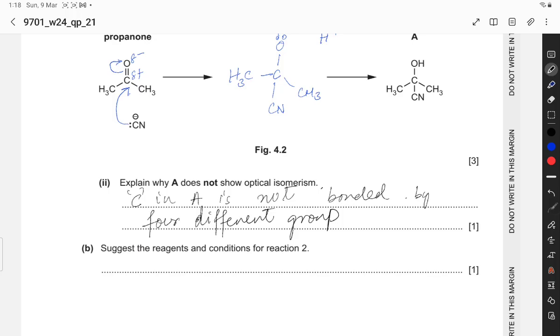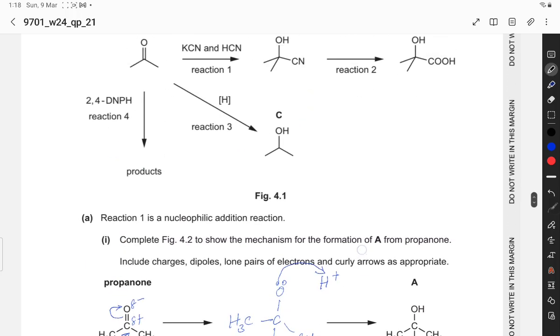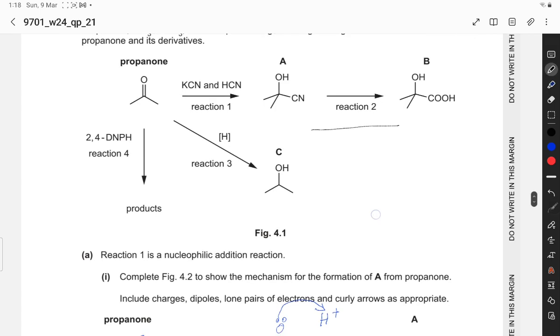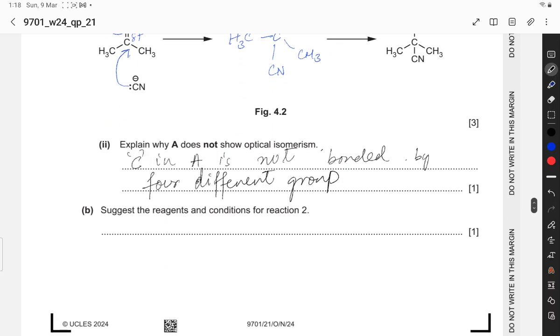Suggest the reagents and condition for reaction 2. This is reaction 2 and this is a hydrolysis reaction. So the condition would be dilute aqueous acid. Any acid you can write down, H2SO4 or HCl aqueous.